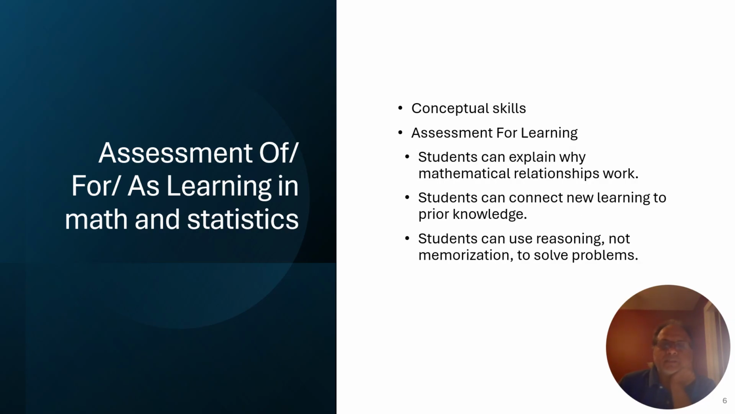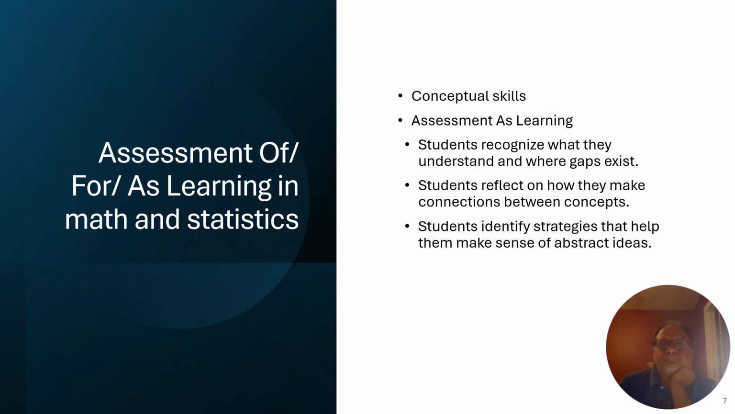Next is assessment for learning. In this, students can explain why mathematical relationships work. Students can connect new learning to their prior knowledge, or you can say the previous class knowledge. The student can use reasoning, not memorization, to solve a problem.